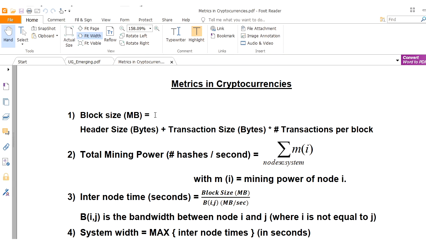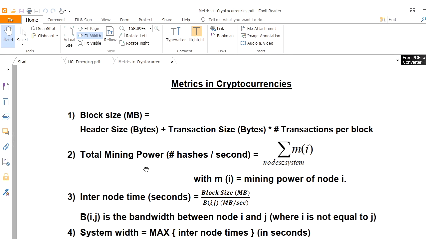Block size is equal to header size plus transaction size times the number of transactions per block. Here, wherever a hash appears, assume that it is the number of transactions per block. When 1 MB is the maximum size, how many transactions will fit? Maybe 6-7 transactions in the Bitcoin blockchain. That is the reason it is not very scalable. So if you want to design your own cryptocurrency, the first thing you must consider is the block size.